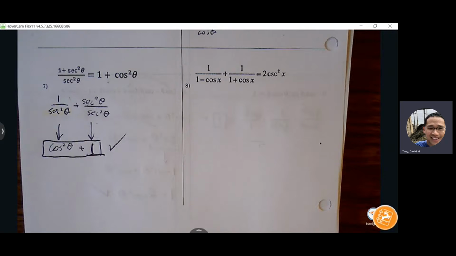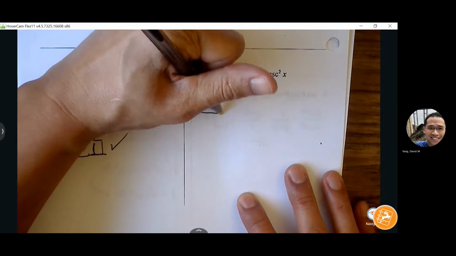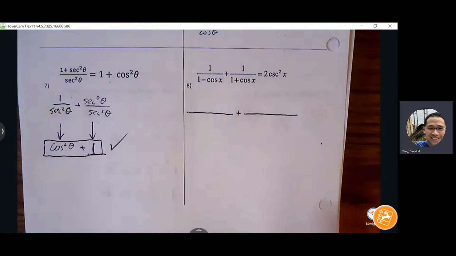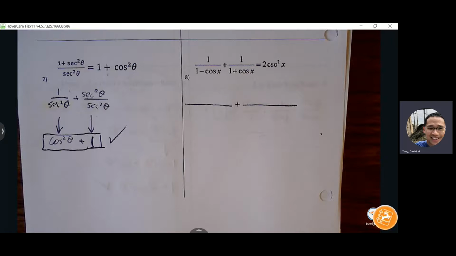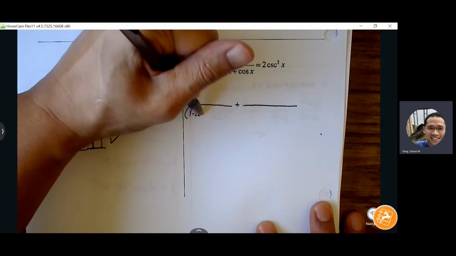Okay, take a look at 8. What are you guys thinking here? Yeah, common denominator. Yeah, there's really no way around it. Okay, so try that. Find your common denominator, balance the numerator, and see if you can push those together. Okay. What did you get for your common denominator? 1 minus cosine. Good. Yeah, we need both, right? Those are two completely separate things. We need both to create our common denominator.